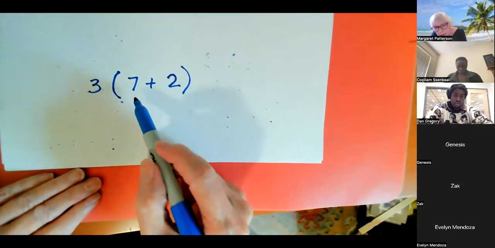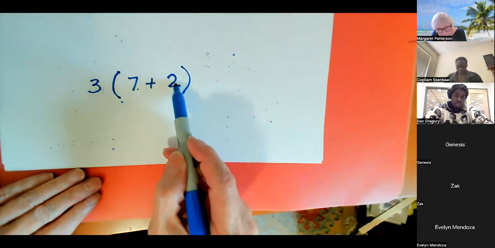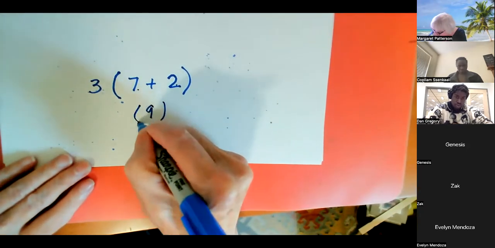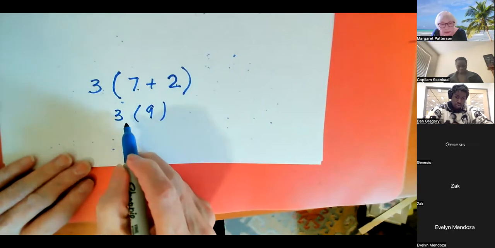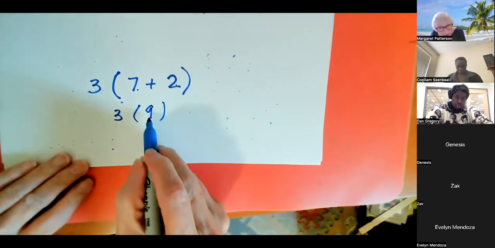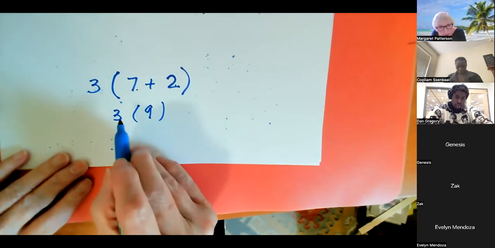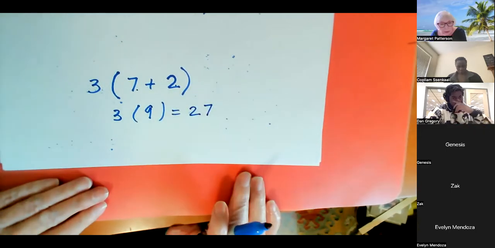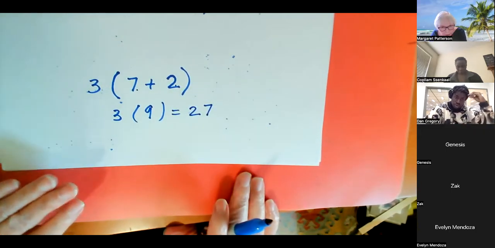So you have 2 ways to do it. You can add these two. 7 and 2 is 9. And then this is 3, and we haven't done multiplication, but we have to assume 3 times 9 would be 27. So that's our final answer.